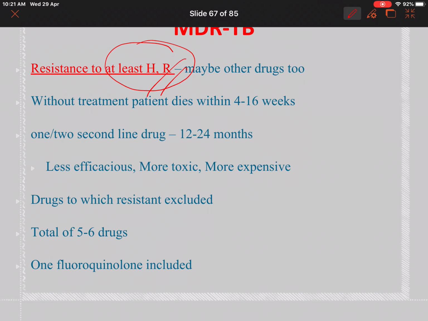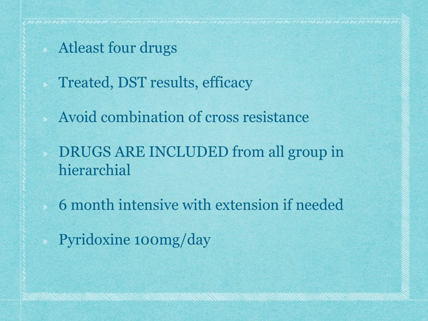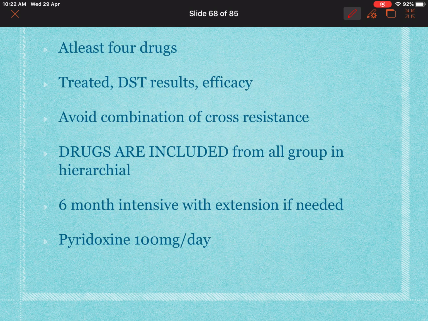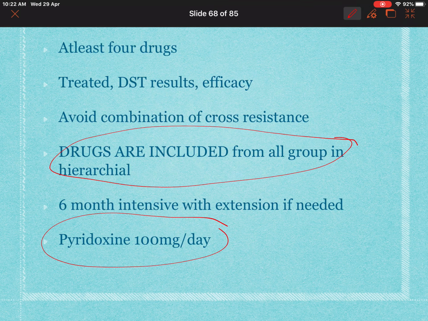If we don't treat this patient, the patient will die. Mortality is very high. So, what do we do in such patients? We are going to be giving him 5 to 6 drugs. We have already learnt we have group 1, group 2, group 3, group 4 and group 5 drugs. So, from all the groups, we are going to be including 1 or 2 drugs along with pyridoxine.